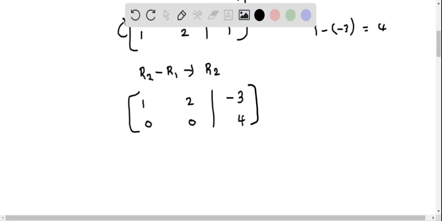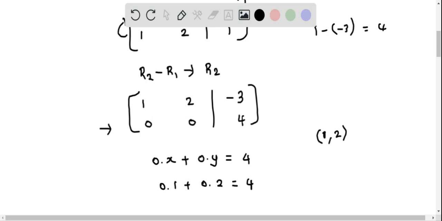Now we can transform this second row into equation form. That is, it translates to 0 dot x plus 0 dot y equals 4. We can clearly see that no value of x and y can satisfy this equation. Say, for example, suppose we plug in the pair x equal to 1 and y equal to 2. This will become 0 dot 1 plus 0 dot 2 equals 4. That is, 0 dot 1 is 0 and 0 dot 2 is 0. This equals 4. So this implies 0 equals 4.